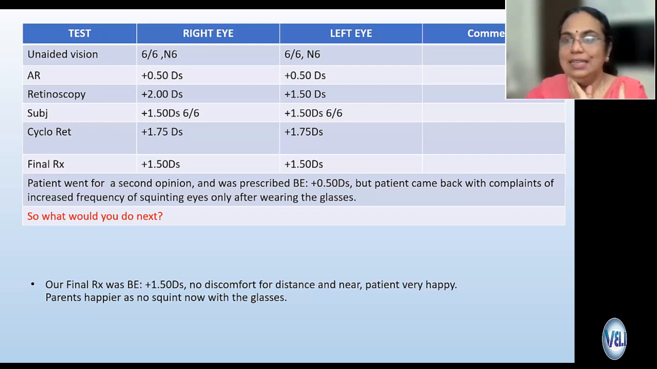So the learning in this is a couple of things. First of all, check the power of the glasses when it comes back to you. Maybe I should not have mentioned was prescribed 0.5. I should have just said, went for a second opinion, but came back with complaints of increased frequency of squinting. Then, you know, that is something that we should really think about.